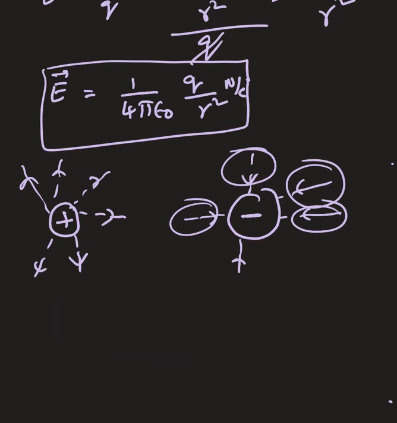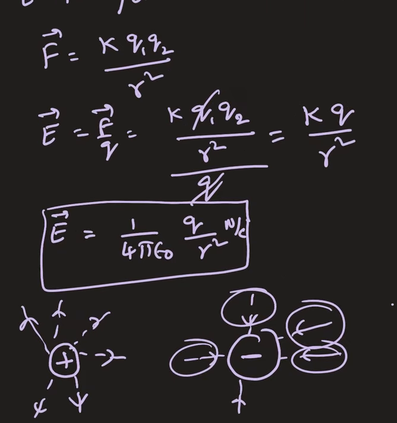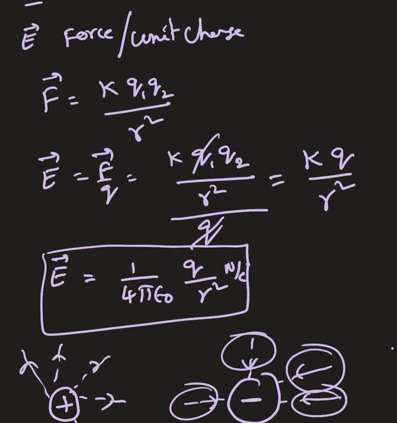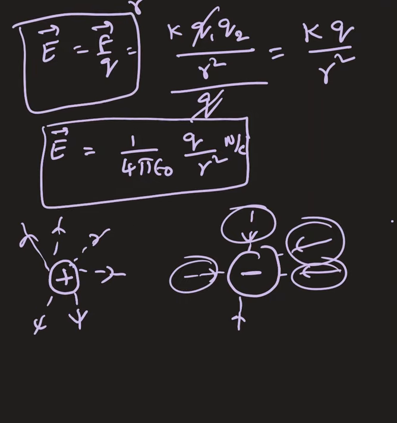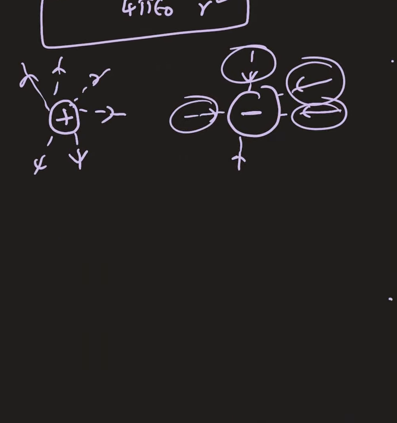So the important points we learned so far are: electric field is nothing but force per unit charge. It's a vector quantity, and the formula is E equal to 1 over 4 pi epsilon naught Q over R square, or E equal to F over Q. And electric field lines always start at the positive charge and end at the negative charge.